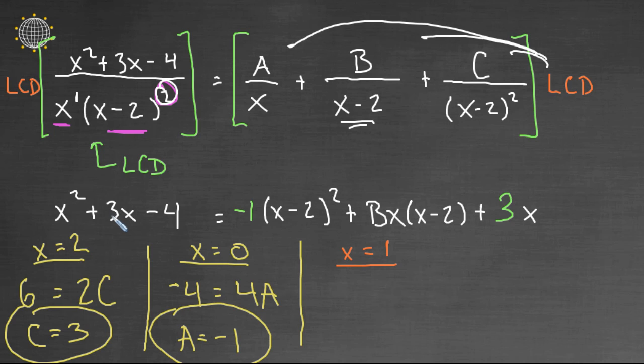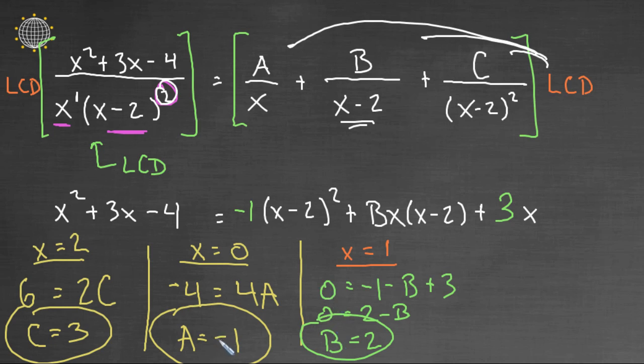Let's do it. 1 and 3 make 4. 4 minus 4 makes 0. And then 1 minus 2 is negative 1. Negative 1 squared is 1. And so you'd have negative 1, 1 times negative 1 makes minus b, and plus 3. Do a little algebra. Negative 1 and 3 make 2. So you get 0 equals 2 minus b, or b equals 2. So yay, we found the a, the b, the c, and we can come back up here and write the decomposition. So that's really good news.